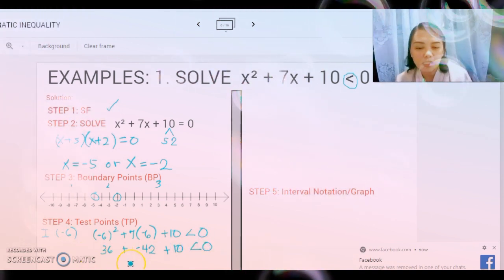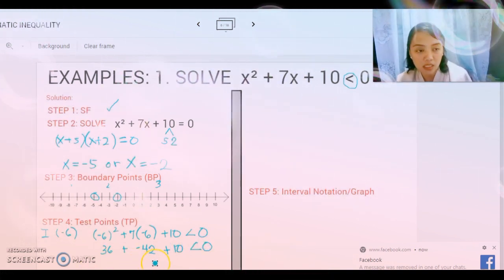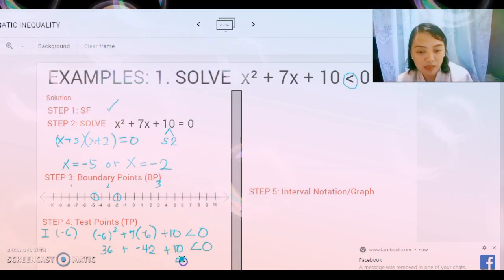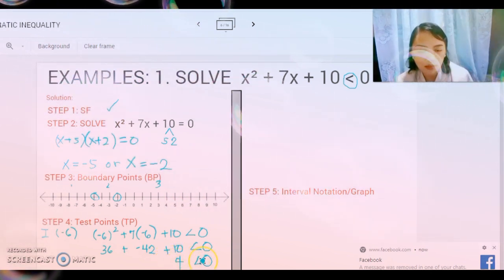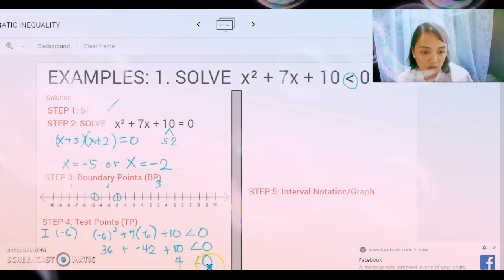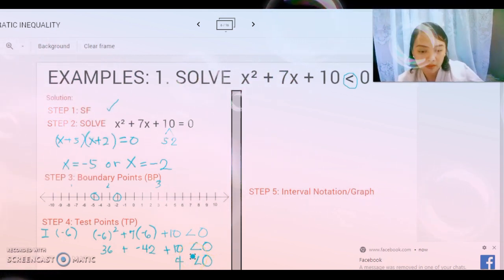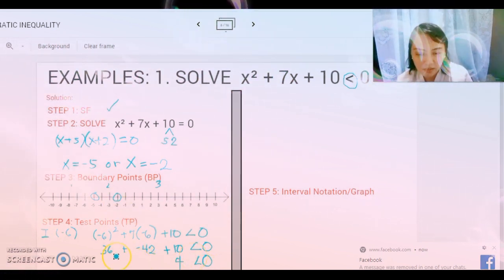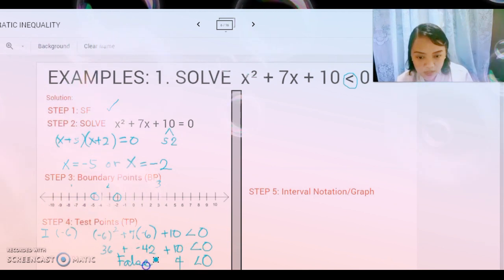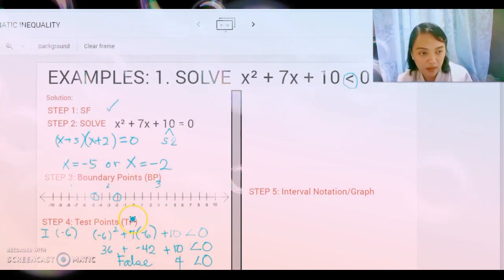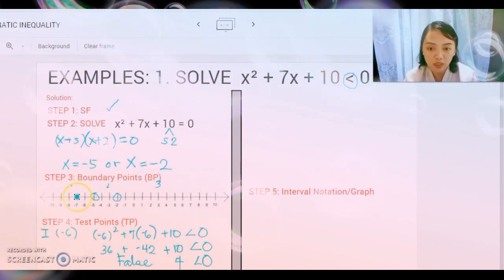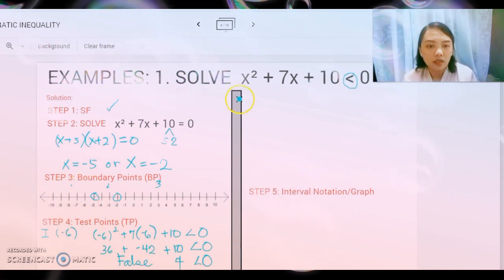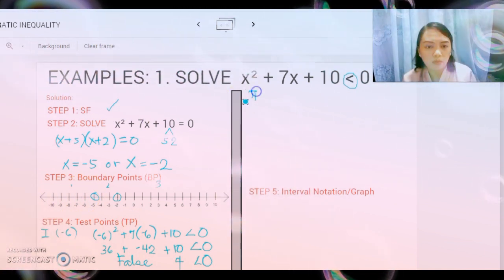36 plus negative 42 is negative 6. Negative 6 plus 10 is positive 4. Okay, ang tanong, ang 4 ba is less than 0? Okay, mali. So, ibig sabihin, ito ay false. Hindi na to kasali sa solution natin, itong part na to. Next, dun tayo sa region 2.